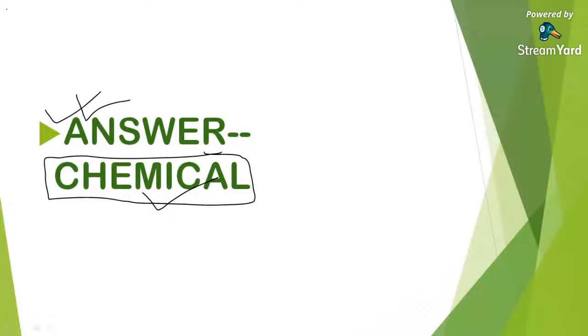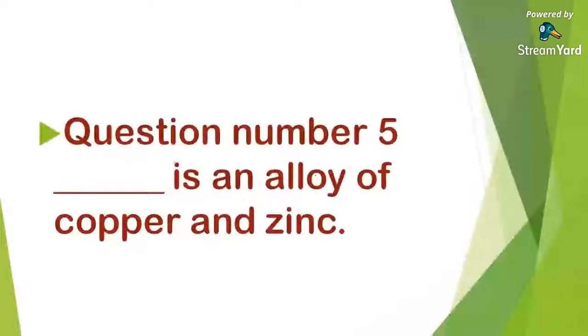Very nice. So this is the chemical means. By chemical means we can break the components of the compound. The components of mixtures can be separated by physical means. But in a compound, only by chemical means can we separate the components of the compound. Very good. Now, the next question is question number 5.